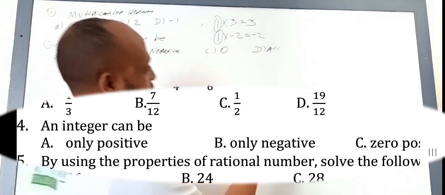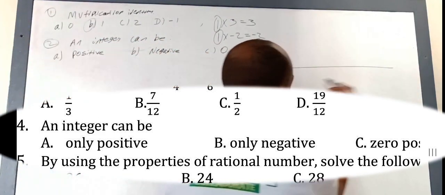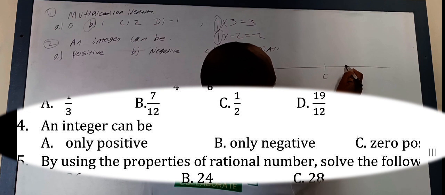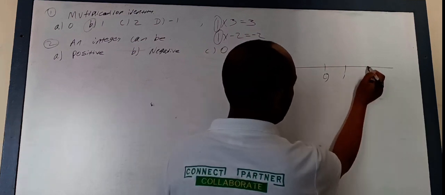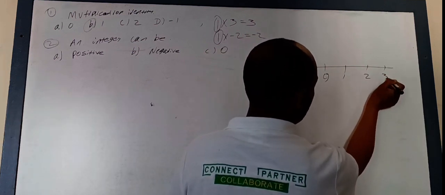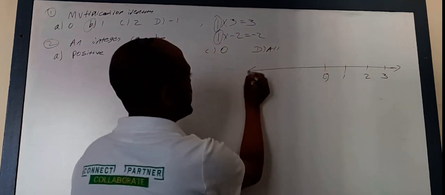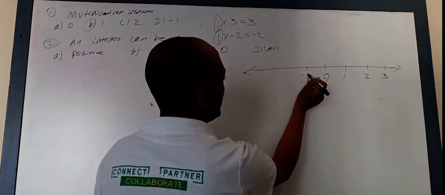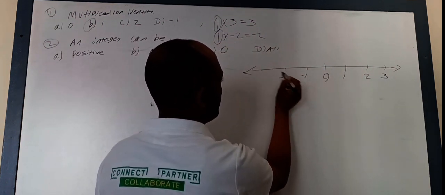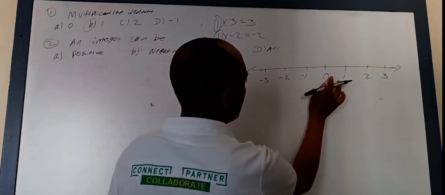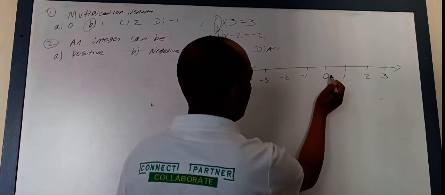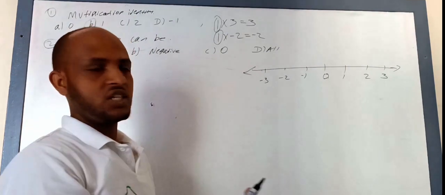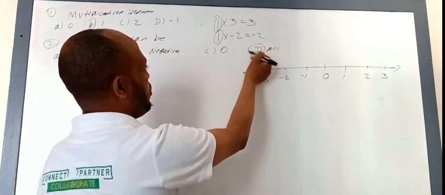For example, we can see just like this. This is 0, 1, 2, 3. Here we have negative 1, negative 2, negative 3. This is 0. So all these are integers. So the answer is all.